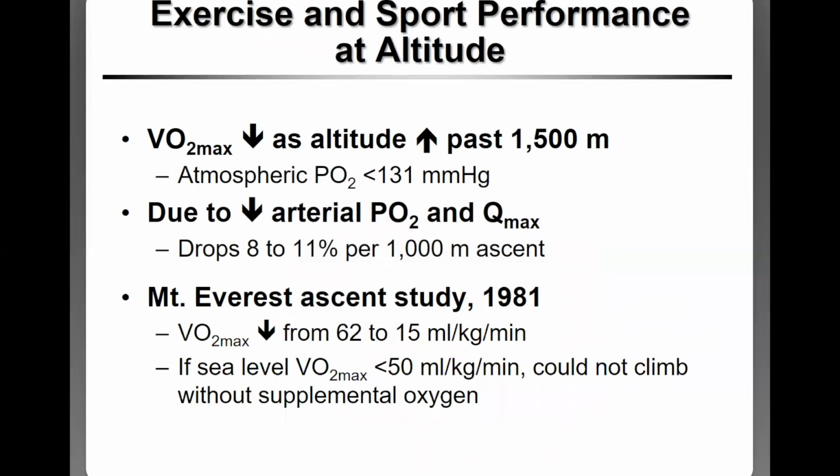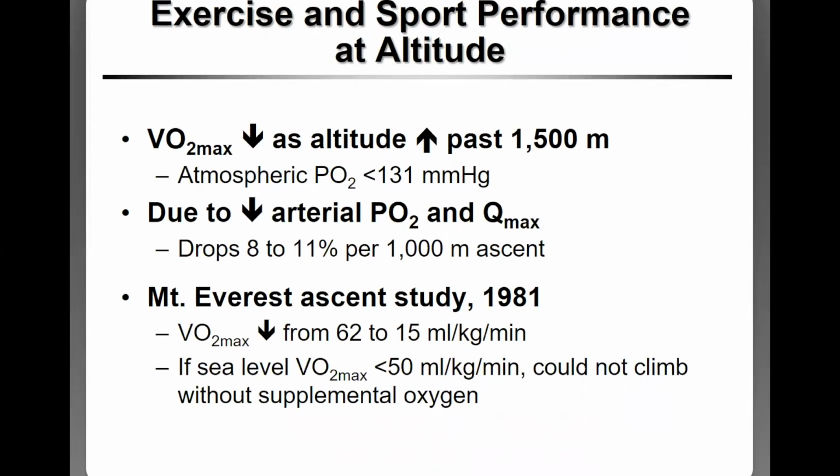So VO2 max drops dramatically as we ascend to altitude past 1,500 meters. And this is due to all of the factors that we've just covered: the cardiovascular, the metabolic, the renal, and the ventilation. So if you have a goal of hiking Mount Everest, the minimum sea level VO2 max that you must have is 50 mLs per kg per minute. And in this case, you should be able to climb the mountain without supplemental oxygen.